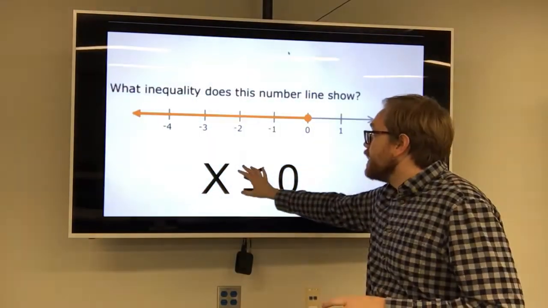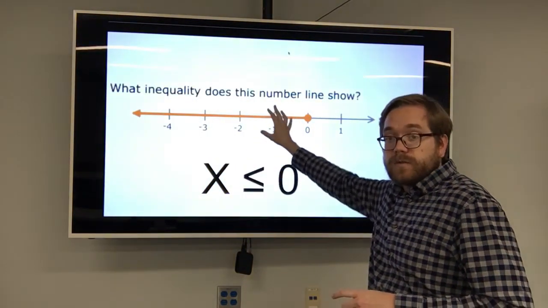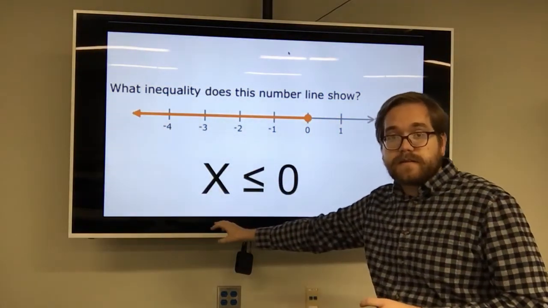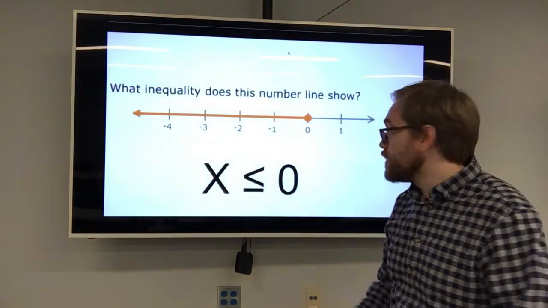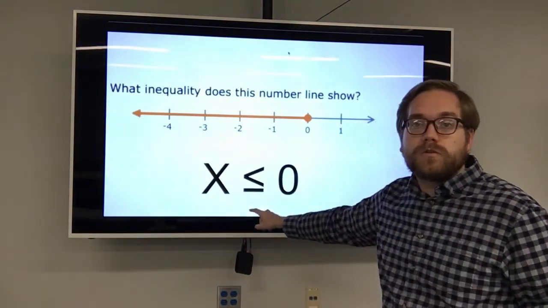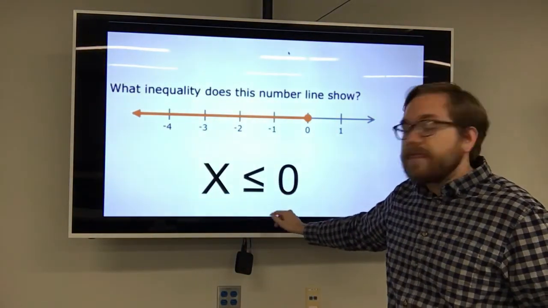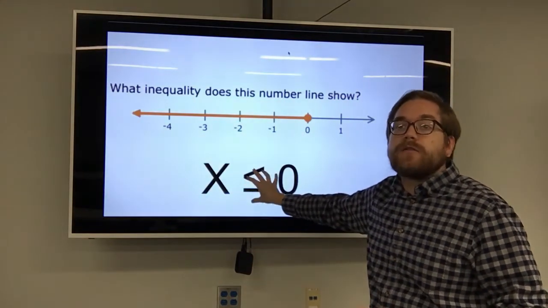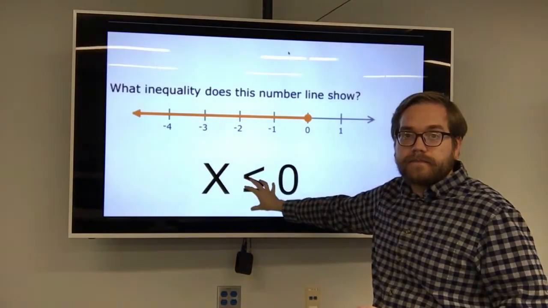So what this is saying, both visually and algebraically, is that we're talking about numbers, x, which represents all of those different numbers, that are less than or equal to 0. And that's how I would take the graphed inequality and convert it into the algebraic inequality.